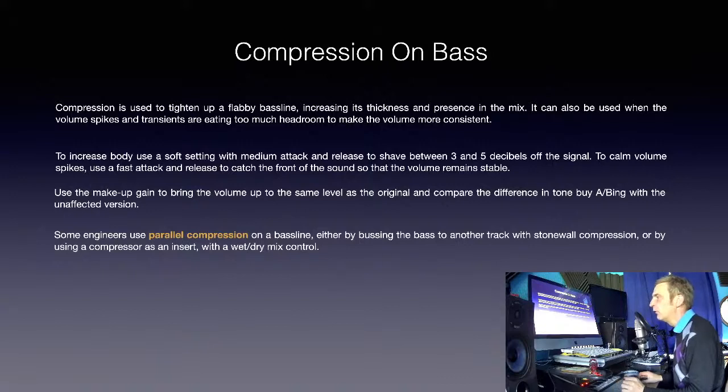So some engineers use parallel compression on a bass line, either by busing the bass to another track with stonewall compression, or by using a compressor as an insert with a wet-dry mix control. There's a couple of ways in the examples I'm going to show you shortly. I've set up the examples for Logic. I've tried doing it that way in Ableton, but the busing system doesn't seem to be as strong. There are obviously different ways to do it in Ableton, but really there's not much difference between parallel compression from a send and dropping it on as an insert, but I will show you that in a sec.